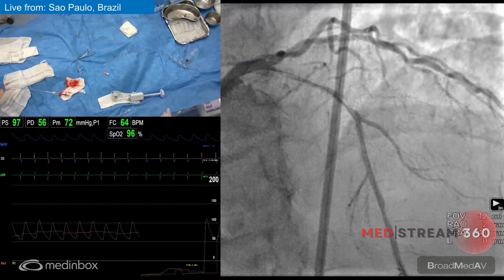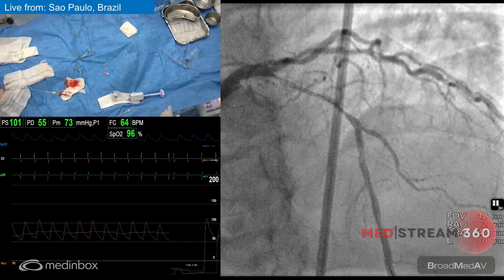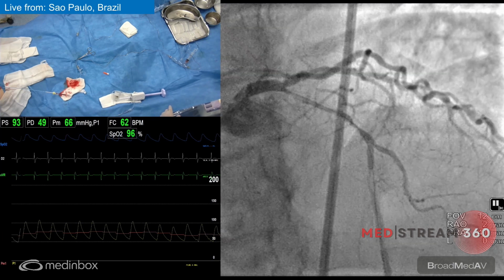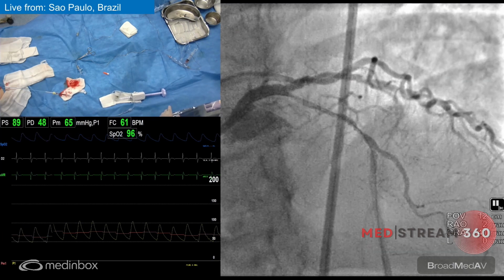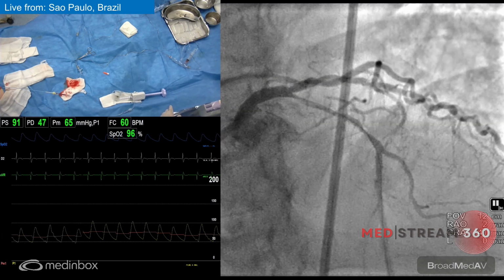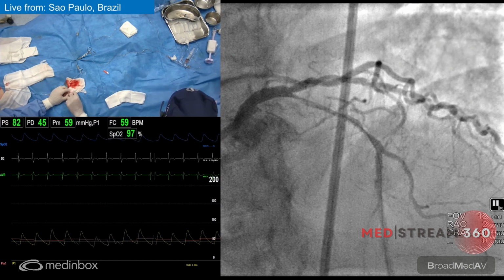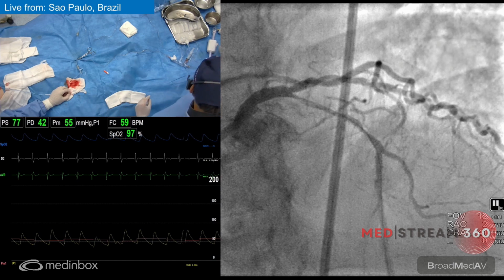There appears to be a long calcified segment. Is there a dissection there, maybe closer, or is there external calcium closer to the first diagonal bifurcation? You check by IVUS first, right? Yes. Okay, so advance here with the IVUS catheter.